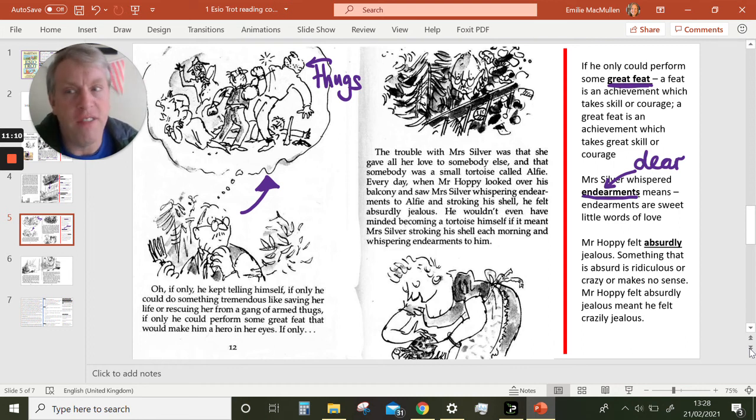And Mr. Hoppy felt absurdly jealous. Something that is absurd makes no sense. It doesn't make sense for a human to be jealous about a tortoise because the tortoise's owner loves them, but Mr. Hoppy is jealous, absurdly jealous. It means it's crazy that he is so jealous.